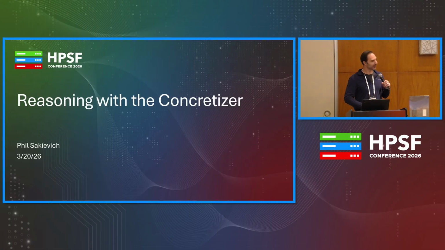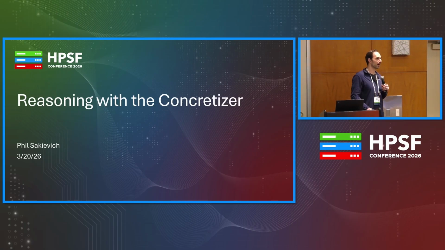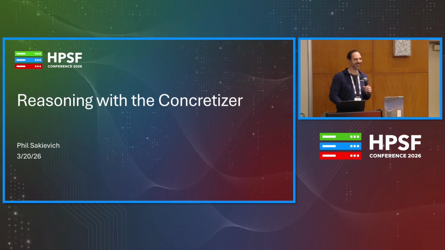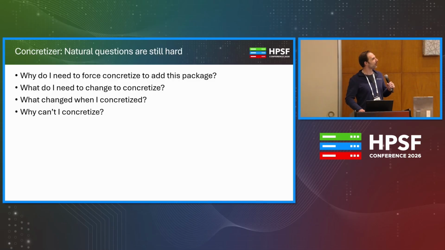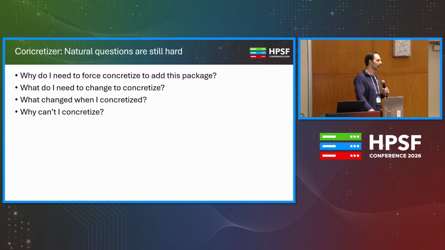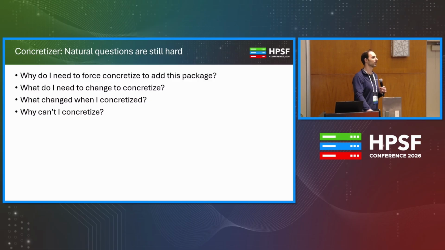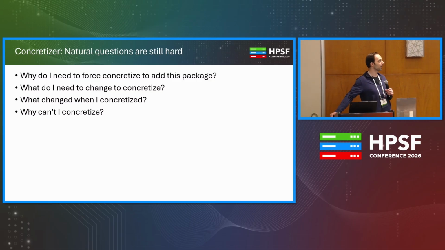Okay, so this is maybe paradoxical, this title, Reasoning with the Concretizer. Basically, I've been doing a lot of work recently where I am less familiar with the environment, and I'm using a very different, older version of Spack, and I've been needing to do a least squares type of fit between two very large environments, from an old case to a new case.